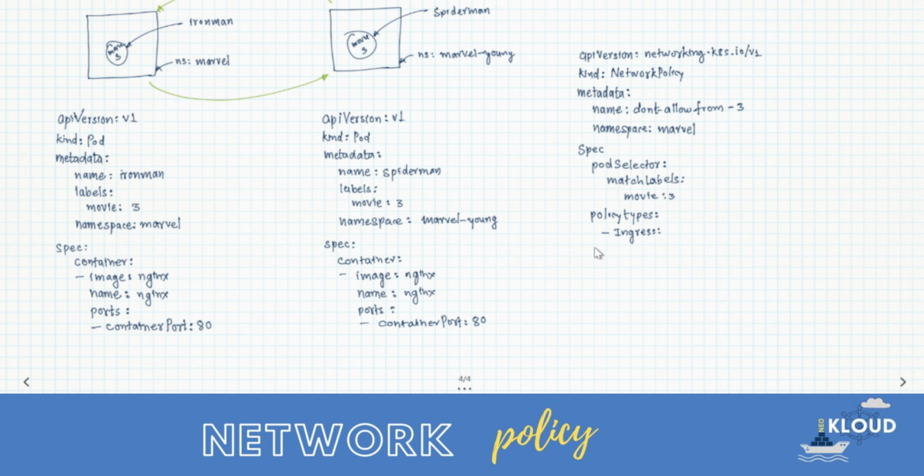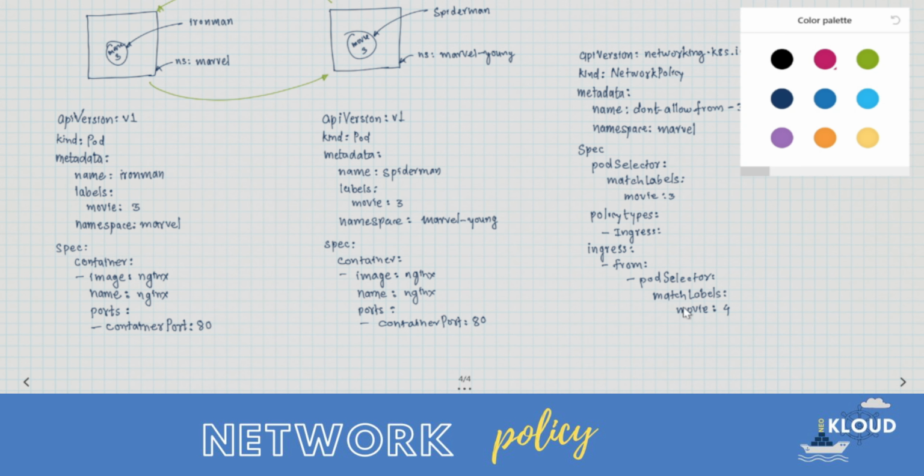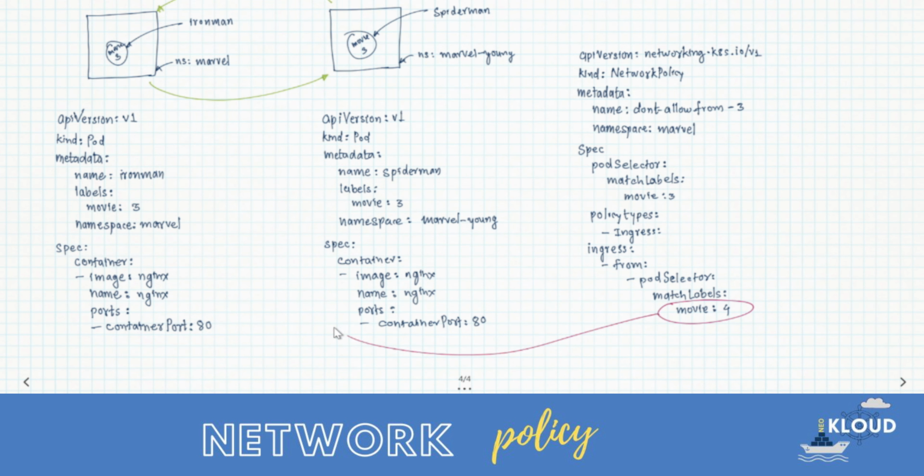Now ingress supports from blocks. From means which pod is selected: matchLabels, and movie I can say 4. If I say movie equal to 4, then only pods with this label can communicate with this one, and pods with the other label should not communicate. Now ports: not container port here, it is port 80 and protocol TCP.